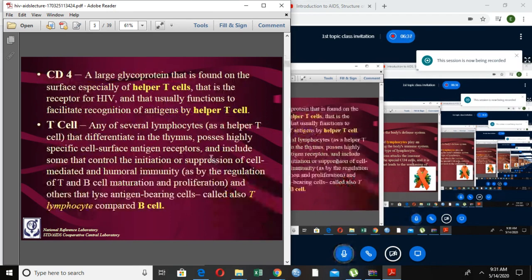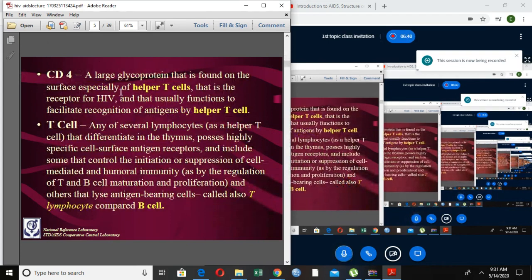Then what is this CD4 cell I'm talking about? This is a molecule that normally occurs on the surface of helper T cells. It acts as a receptor for HIV. It's the one that normally invites HIV into the human. So this CD4 is normally on top of the helper T cells. Remember that. Its function is to facilitate recognition of antigen by these helper T cells.